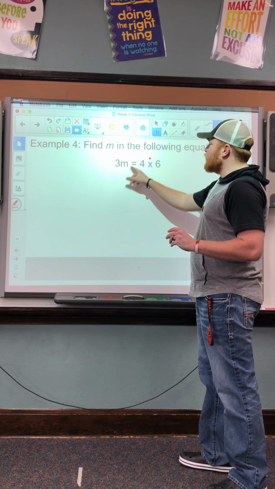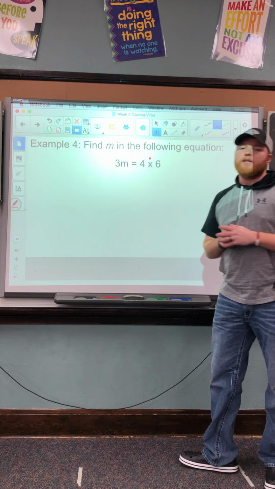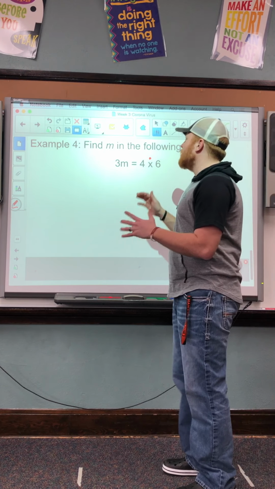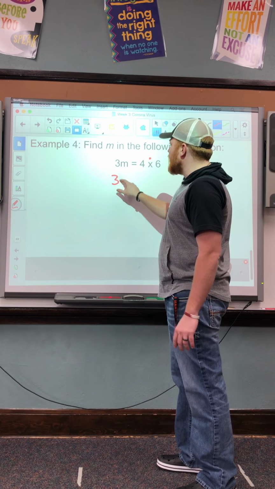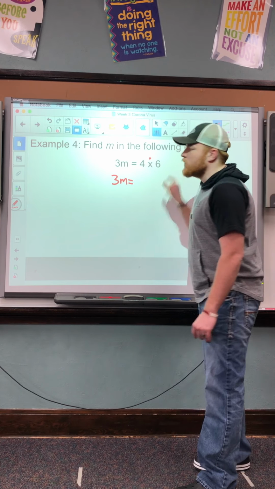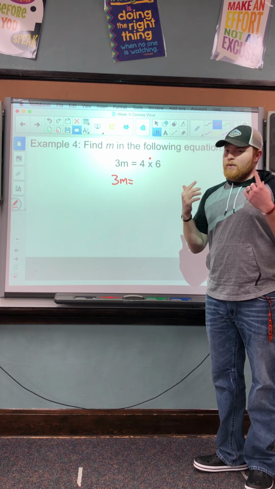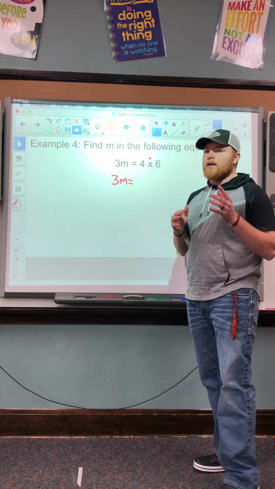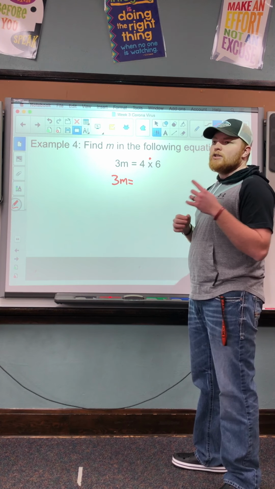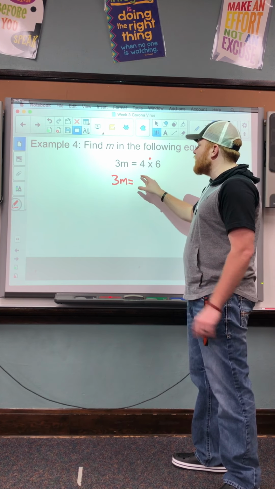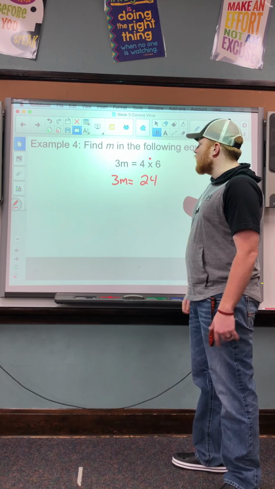Okay, so we have 3m equals 4 times 6. Now remember, leave the variable till the end. So we have 3m here equals, and then what's 4 times 6? We did this before we left for break. Our multiplication test, we should know this. 4 times 6 mentally is 24.